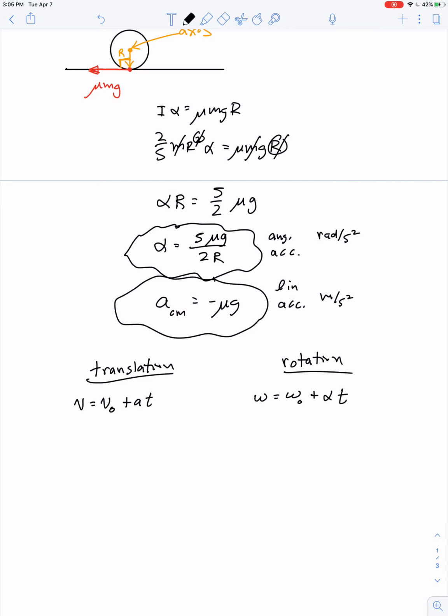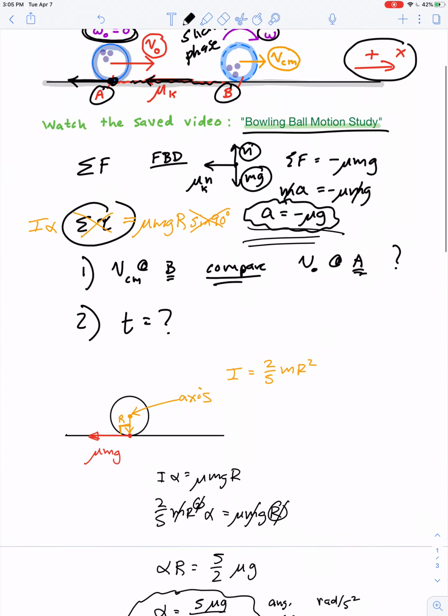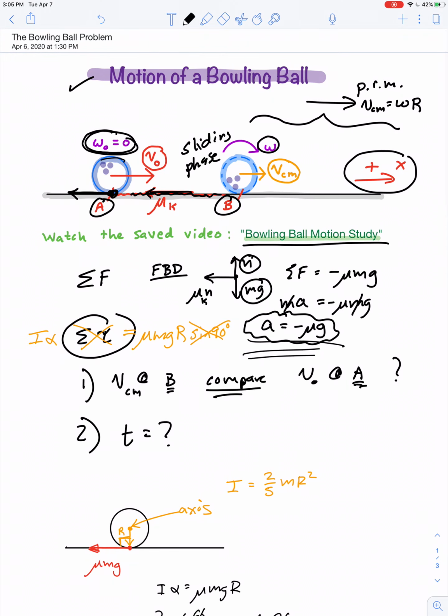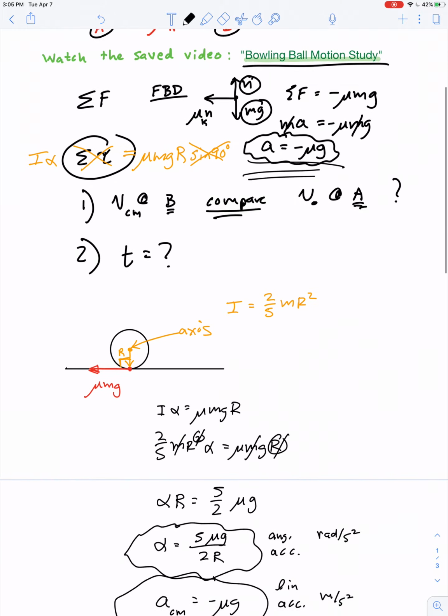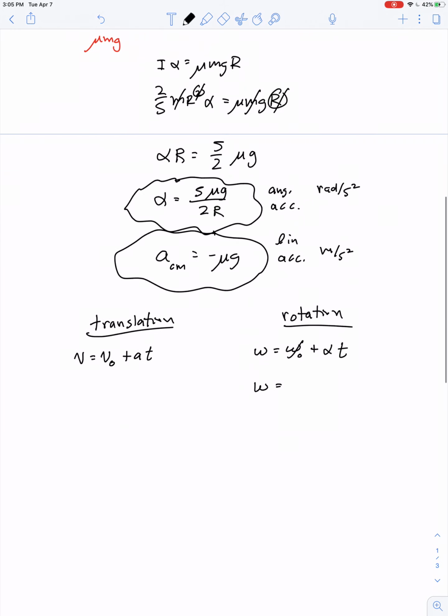time. So we have a final angular velocity that's equal to, in our case, we're imagining the bowling ball coming out of our hand, strictly sliding without any initial rotation. So omega naught is 0. So we get omega is equal to alpha t, but alpha is 5 mu g over 2r. So we have 5 mu g t divided by 2r as the final angular speed.